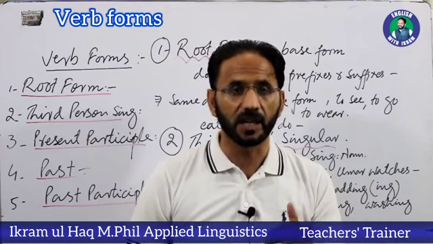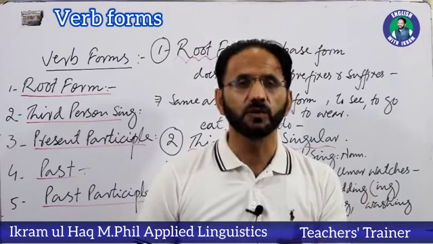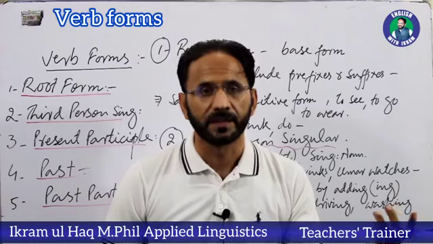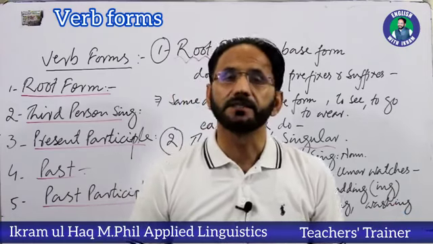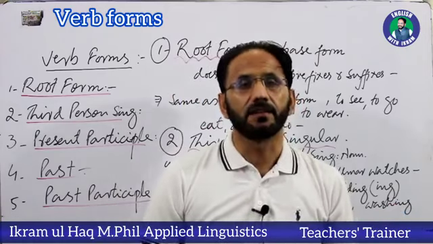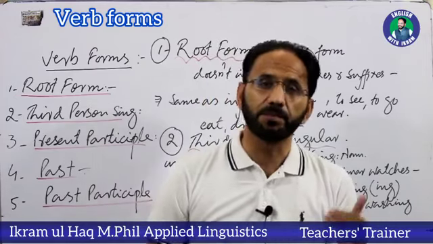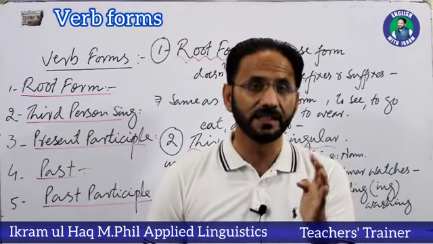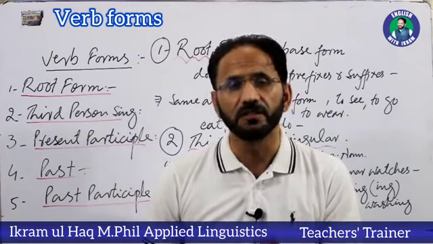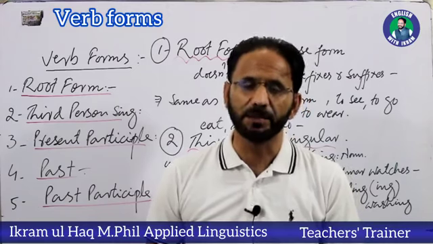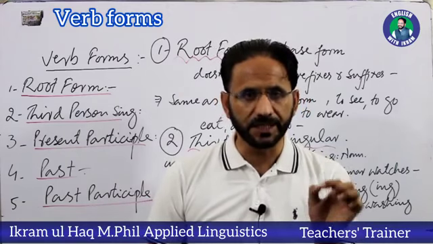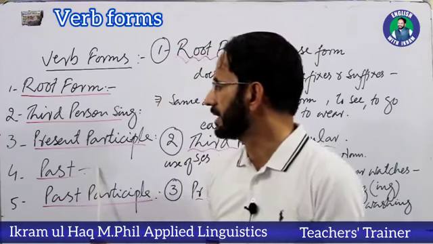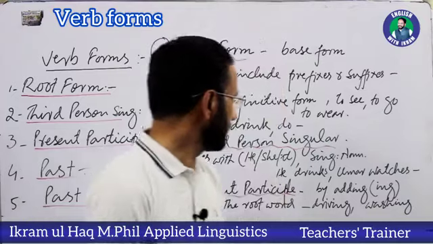Dancing, singing, going, drinking, and we use it with the helping verbs is, am, are, was, were, has been, have been in present continuous tense, in past continuous tense, in future continuous tense, and present perfect continuous tense, past perfect continuous tense, and future perfect continuous tense. In these 6 different continuous tenses, we use the present participle form of the verb. That is base form plus ing. Right? This is form number 3, present participle form of the verb.